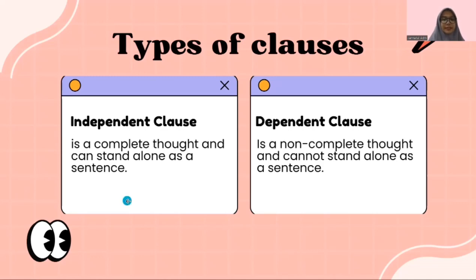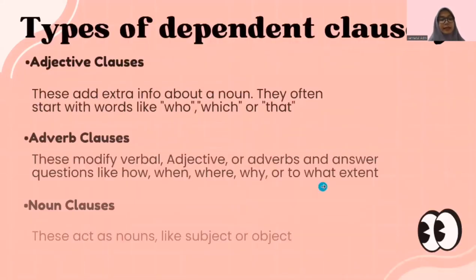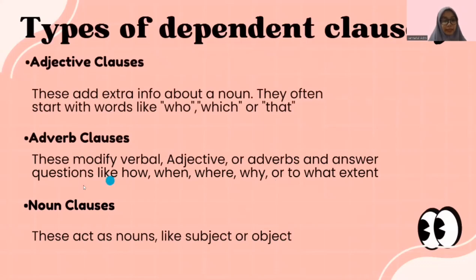So next material, there are three types of dependent clauses. The first is the adjective clause. This adds extra information about a noun. They often start with words like who, which, or that. The second type is the adverb clause. These modify verbs, adjectives, or adverbs and answer questions like how, when, where, why, or to what extent. And the last is the noun clause. These act as nouns, like subject or object.